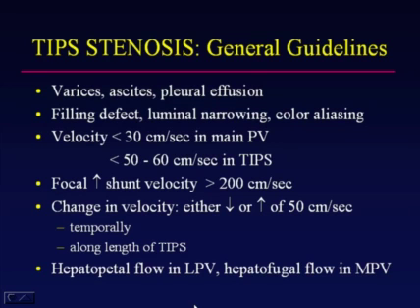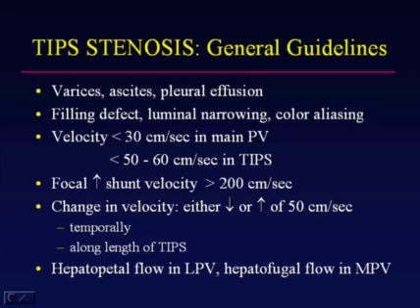How do you diagnose a tip stenosis with Doppler ultrasound? Well, these criteria are very, very controversial, and so I'm just going to provide you with some general guidelines because it is really hard to say exactly how to precisely diagnose a stenosis. First of all, look for the varices, reaccumulation of fluid in the peritoneal cavity or the pleural space, because if this has occurred, it is really proof that the tips is not working, the gradient has increased, and therefore a stenosis must be present. On your color Doppler image of the tips, look for a filling defect, luminal narrowing, or color aliasing demonstrating an increase in velocity.